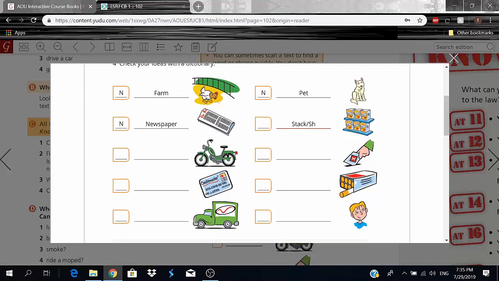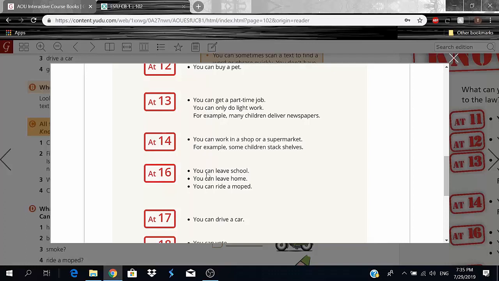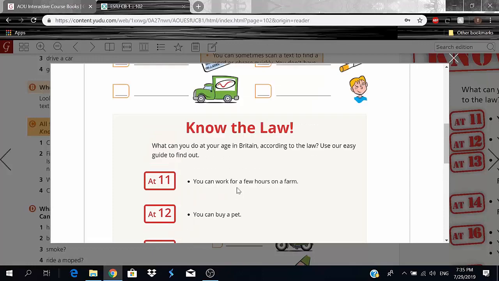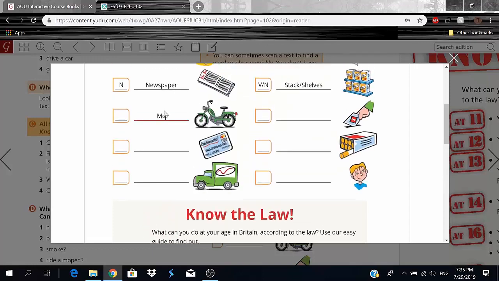And we have shelves. Okay? And now I realize that this is both a noun and a verb. So what I could do is probably write both of them. So just V/N. So stack, shelves, V and N. And I'm guessing this is, what was this called? A moped? Let's actually look at that. You can leave school at 16, you can leave home, and you can ride a moped. So simple. Moped right here. And obviously this is a noun.